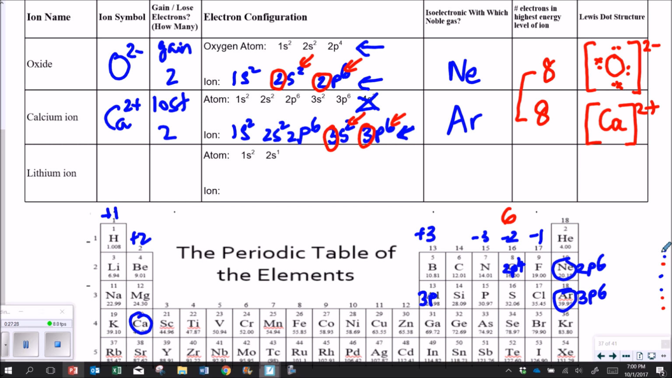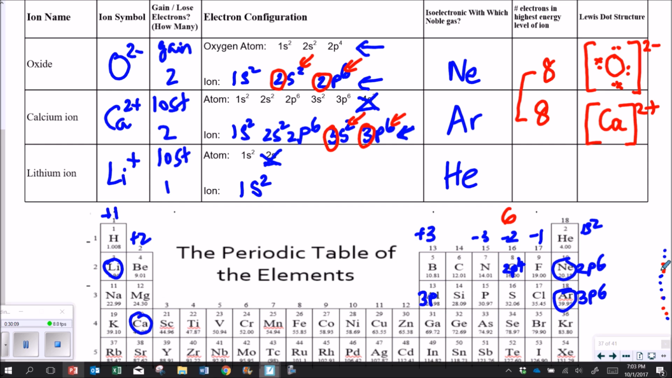Finally, let's look at lithium. Lithium is over here. So it has a charge of +1. So lithium plus, which means that it lost 1 electron. So if it loses from the highest energy level, it will lose from energy level number 2, 1 electron. So the whole 2s level will go. So we just are left with 1s2. Which noble gas is it isoelectronic with? 1s2 matches helium. So we have helium as our noble gas.